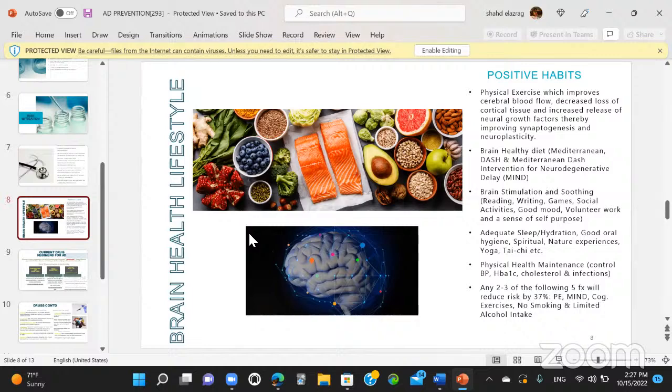For general health, we need physical health maintenance by controlling blood pressure, hemoglobin A1C, cholesterol, and infections. We can say that any two or three of the following five factors will reduce the risk by about 37%, which are physical exercise, the MIND diet, cognitive exercises, no smoking, and limiting alcohol intake.